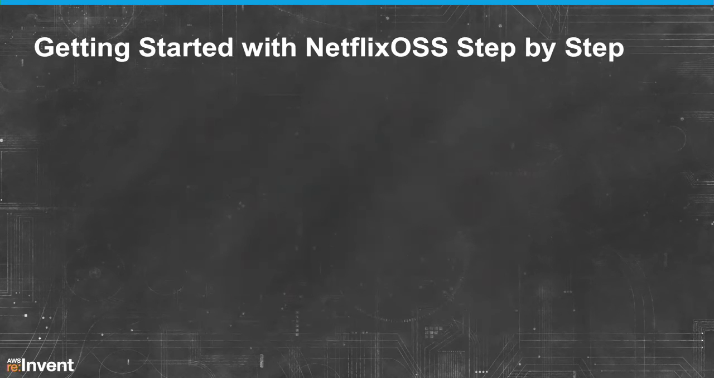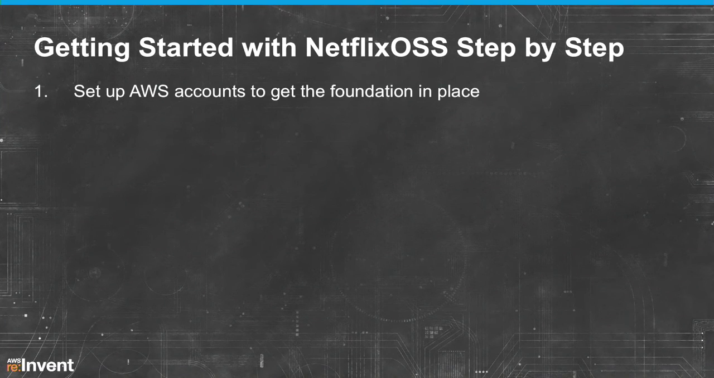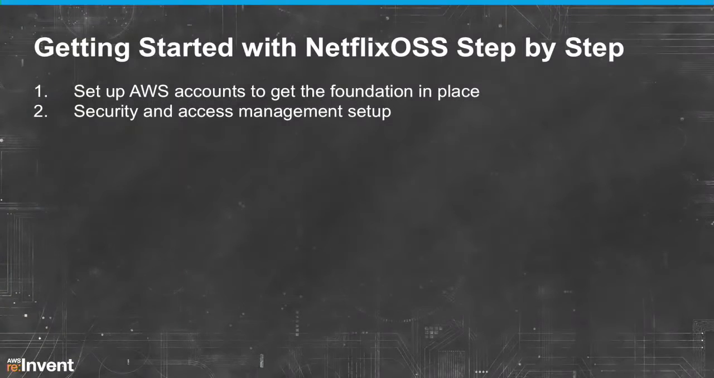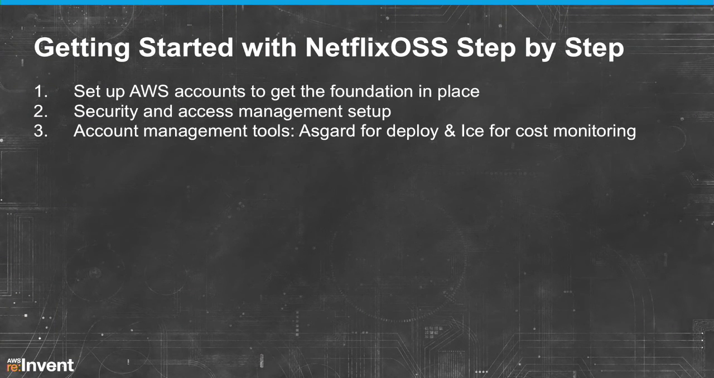So this is what you have to do. First of all, we have our account set up in a certain way, so it's not the only way you could do it, but at least it gives you a baseline for the way we think about running our AWS accounts. We want to get a security and access management set up properly. Then the account management tools go in, Asgard to deploy, and ICE for cost monitoring.